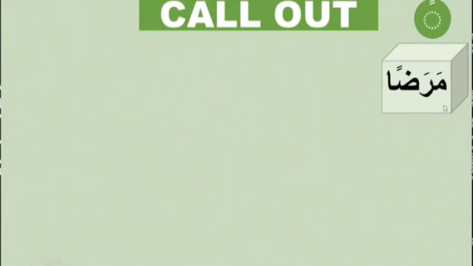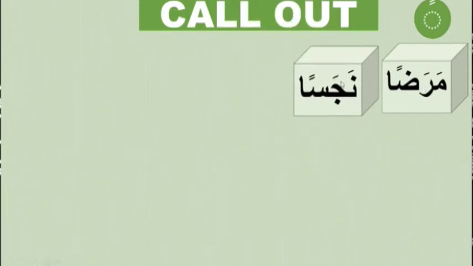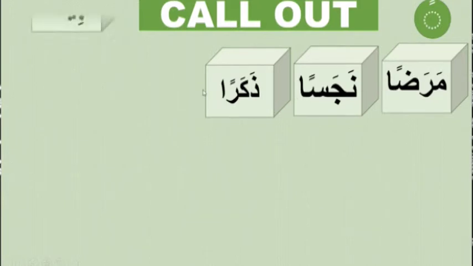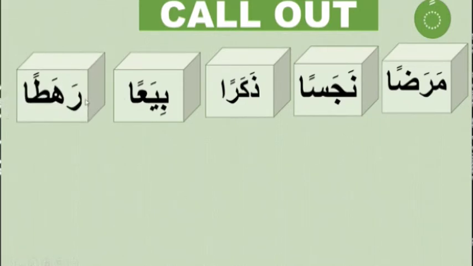The call out phase. Ma, ra, dhan. Ma is fatha, ra is fatha, dhan is fathatain, dhan. Next example. Na, ja, san. Next. Dha, ka, ran. You can notice each of them are ending in an. Dhan, san, and ran. Next example. Bi, ya, an. Ra, fatha, ha, fatha, tan, fathatain. Ra, ha, tan. Right, now look at the reading phase.